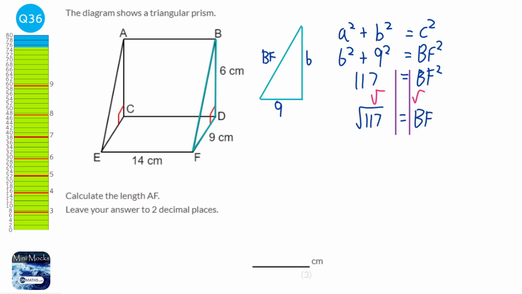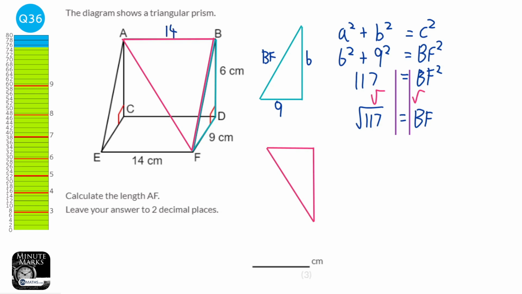Okay, the actual length that we want is AF, which is this one here. And I'm going to create the right angled triangle using this bit here. So let's just draw that out. Now the top bit is AB, which is the same as the bottom. It's going to be 14. It's going to be the same as EF. Then the BF we've just found is root 117, and we're looking for AF. And this is the right angle. I didn't show the right angle on the other one, but it should be there.